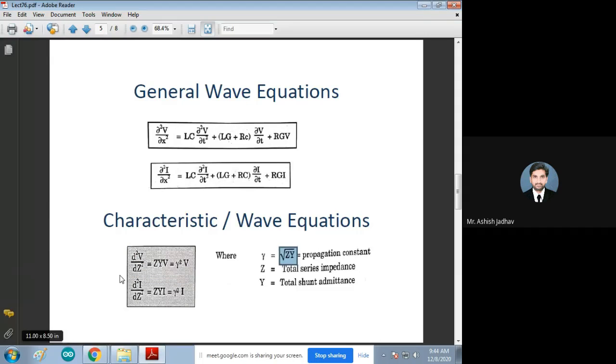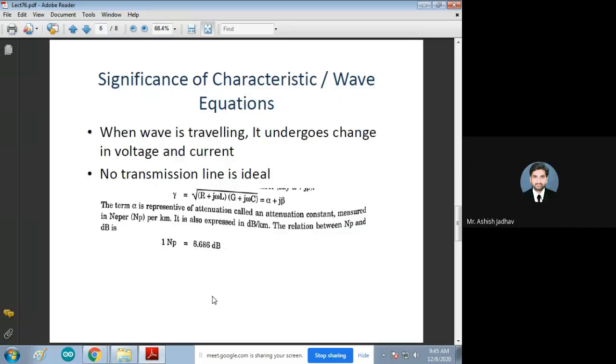Similarly, for current we can write d²I/dz² is equal to ZyI, equal to gamma squared I, where I indicates the current. Right. Some of the significance and important points related to that we have discussed.